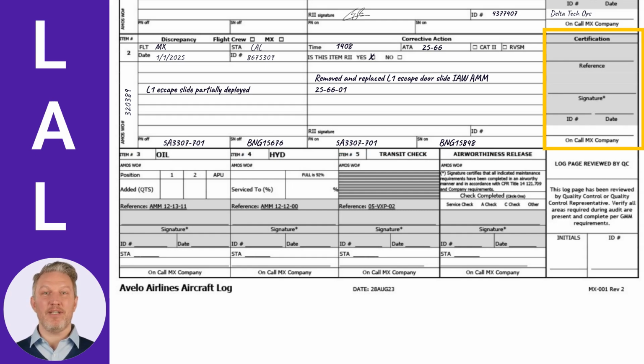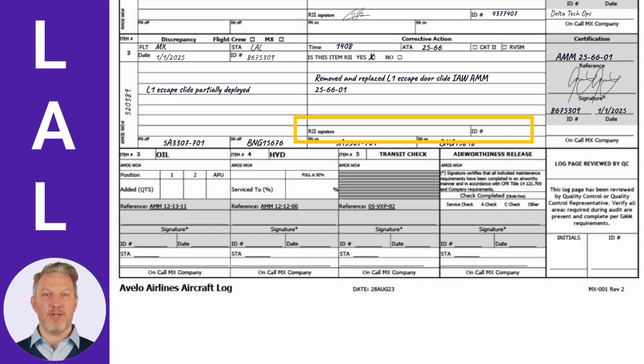The technician that did the repair will complete the certification block by referencing the AMM chapter and section for the repair, their signature and ID number, and the date. The inspector performing the RII will inspect the repair and place his or her name on the RII signature line and provide their ID number. Now we need to fill out the airworthiness release section.